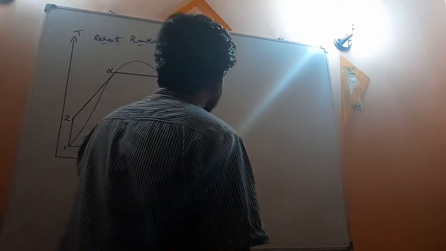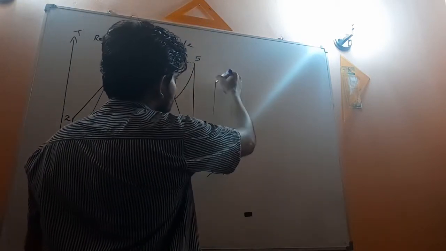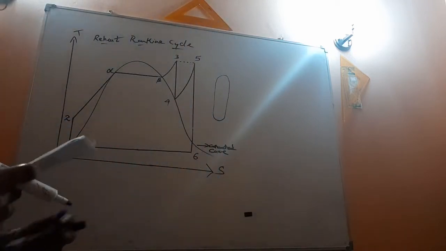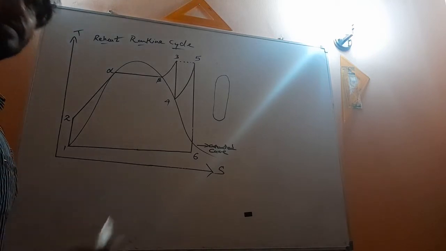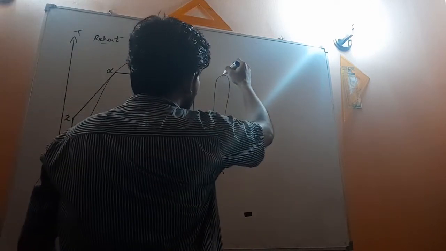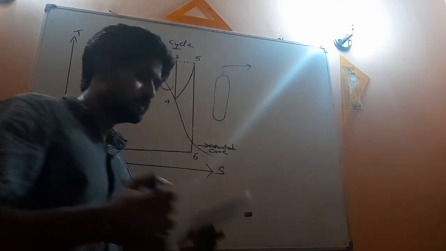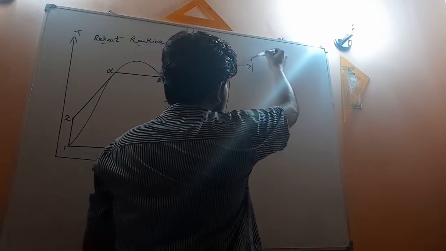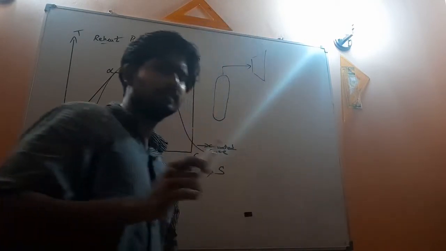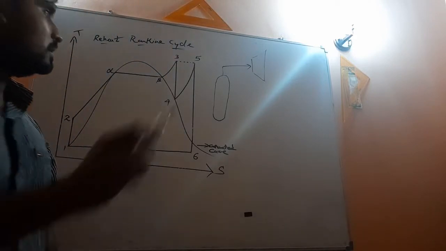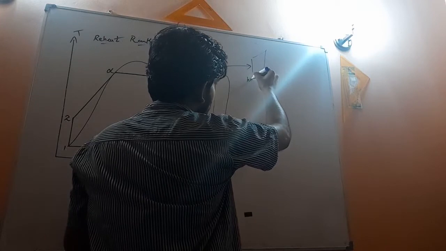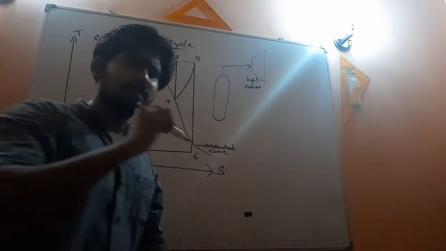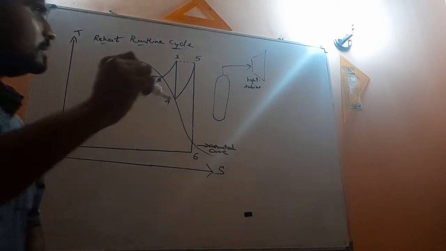This is the boiler, okay? After the boiler we have the boiler output. This boiler output is given to the first turbine. Actually this first turbine is the high pressure turbine. What is the reason? Because this is operating at high pressure.